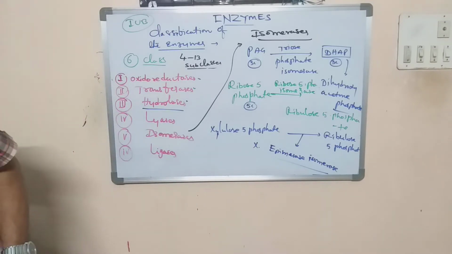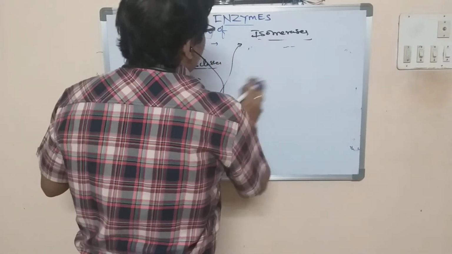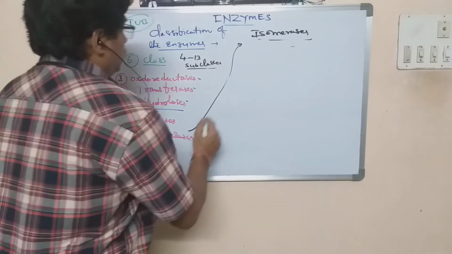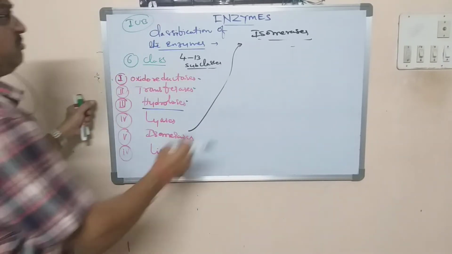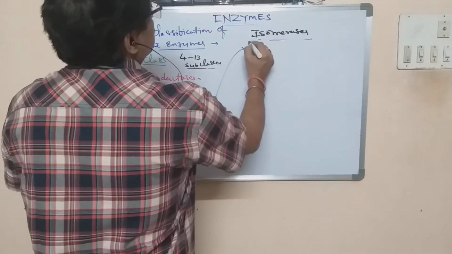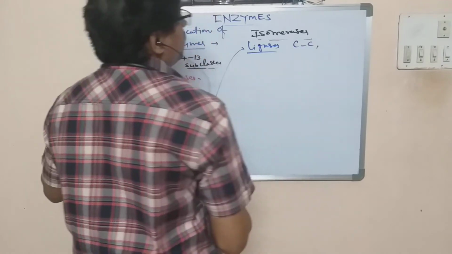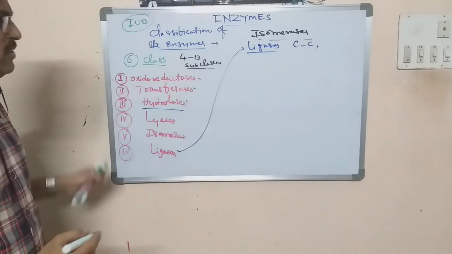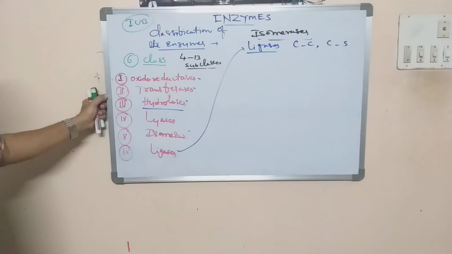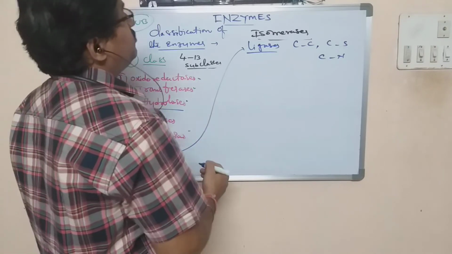Next, and the last one, is the ligases. In the case of ligases, what they do is join things together. The bonds form between carbon and carbon, carbon and sulfur, and carbon and nitrogen. The bonds are going to join together in this manner.